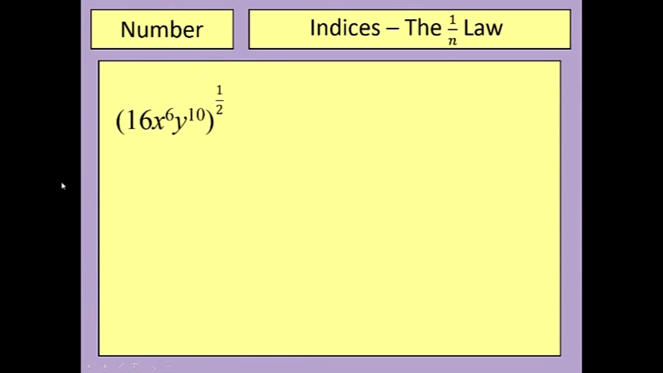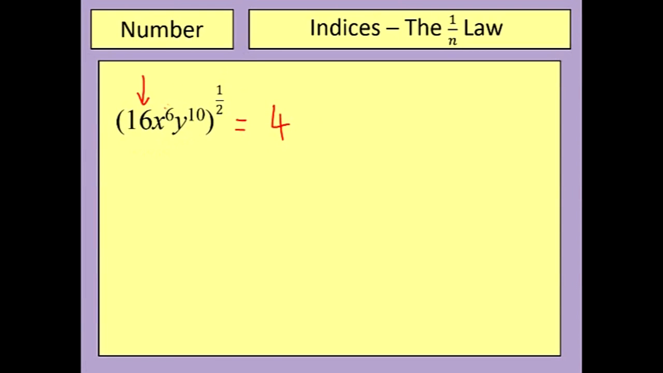Okay, here are some slightly harder questions using the 1 over n law. Now if you think back to when we did the bracket to the power law, that's going to come in useful here. So we've been asked to raise this whole thing to a power half. Now that does mean we need to use square root again. So if you square root the first number here, 16, you get 4. And that's going to give us the first bit of our answer.